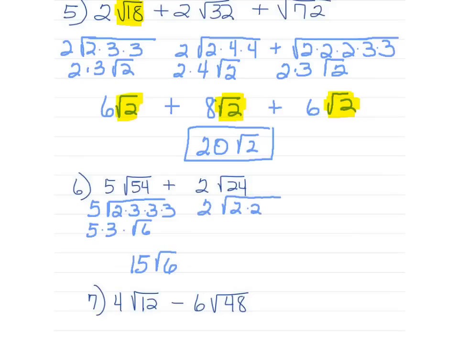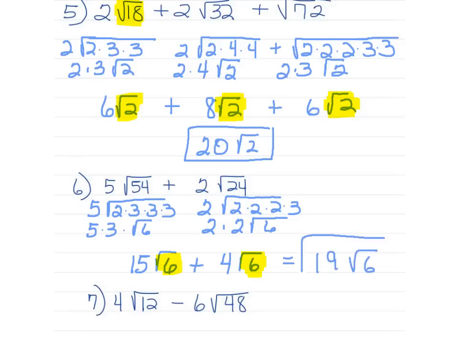2 times 2 times 2 times 3. So we can go ahead and simplify that, pulling the perfect square out of the radical symbol. And so this is plus 4 radical 6. So for number 6, now we can go ahead and add these because we have the like radicand. And so when we add these, we have 19 radical 6.